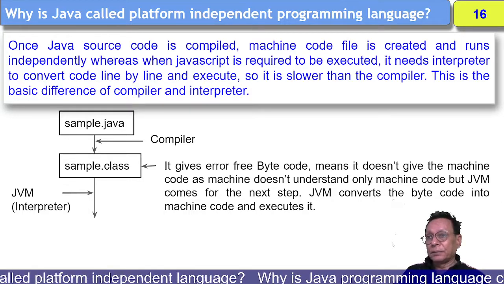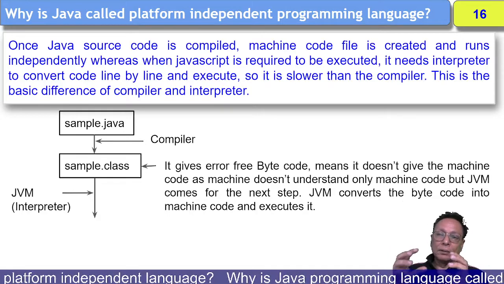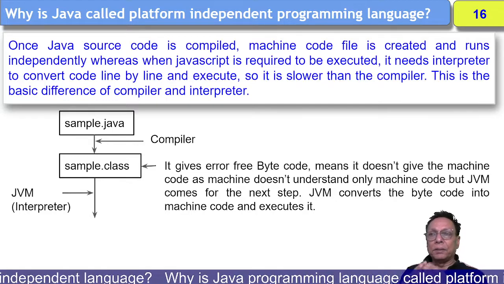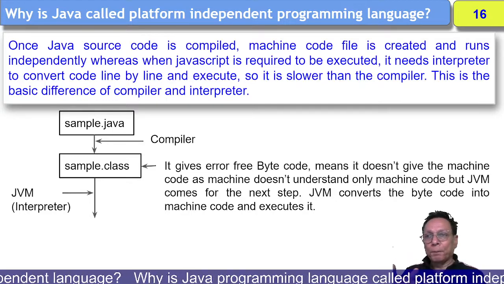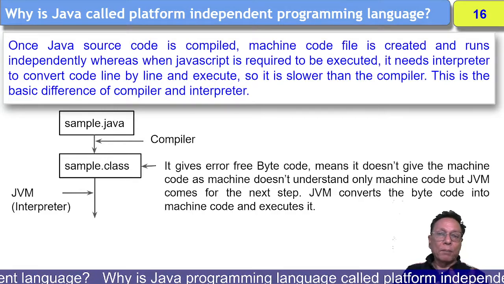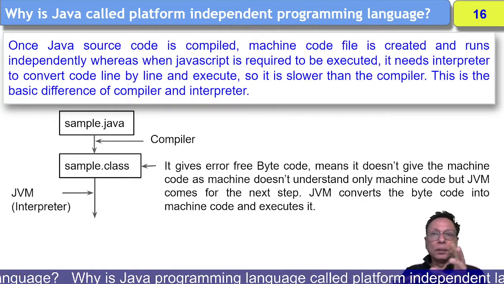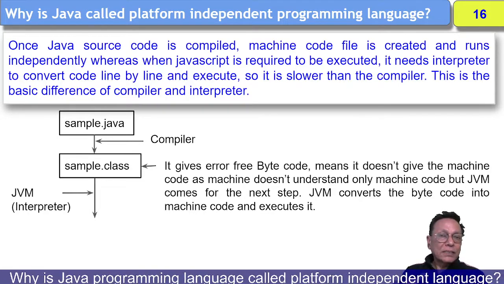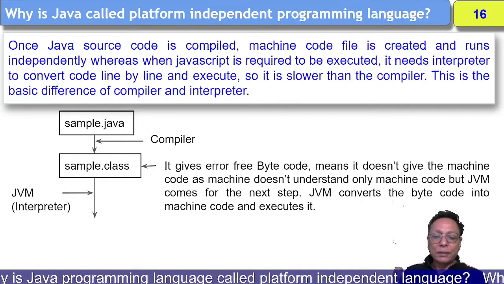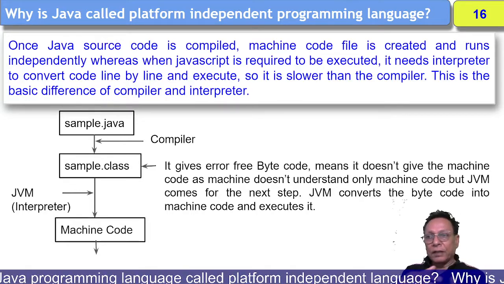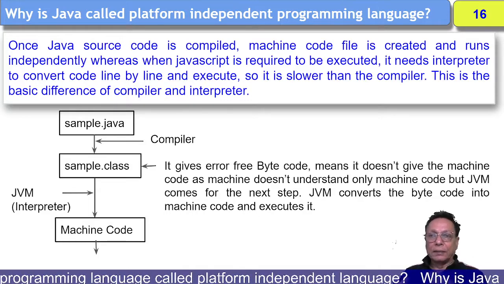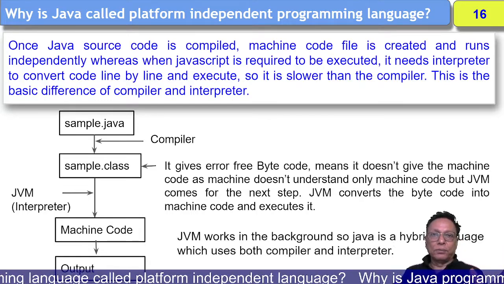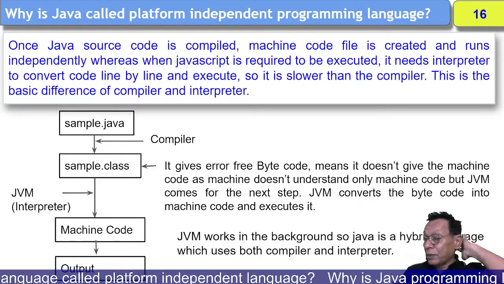And what does the JVM do? The JVM is an interpreter. This way, Java is known as a hybrid language, because Java uses the compiler as well as the interpreter. The compiler converts the code into error-free bytecode, and after that the JVM interprets this bytecode line by line and gives the output. After converting to machine code, the JVM gives the output also. The JVM works in the background. We cannot see the JVM working.